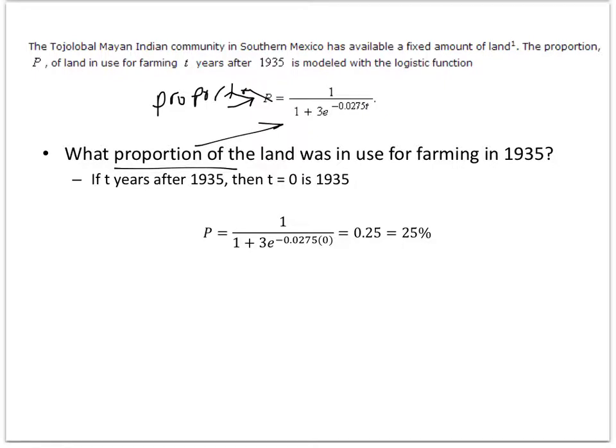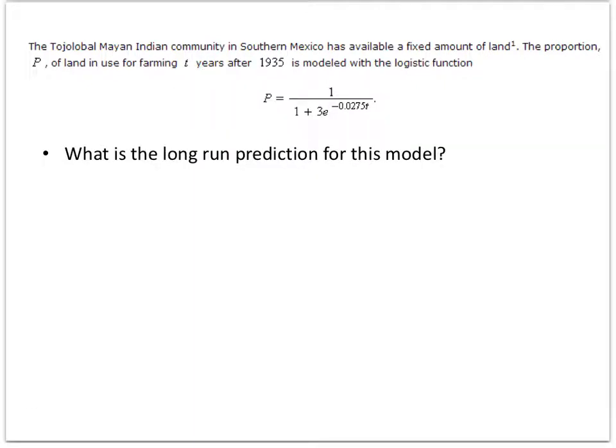I'm not doing any derivatives, okay? I'm just going to plug in. Why am I plugging in 0? Because it said in 1935, and this model was t years after 1935. What is the long-run prediction for this model? Just look at it. What is the long range? Oh, 1. Because we meant that eventually you'd use all the land, 100%.